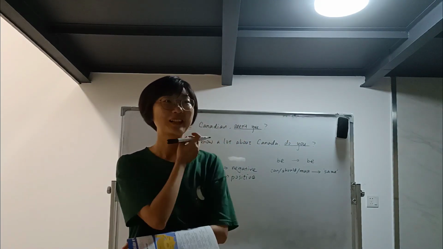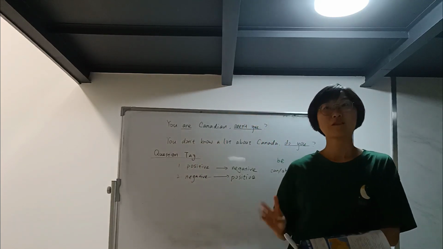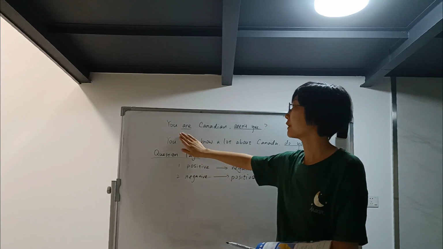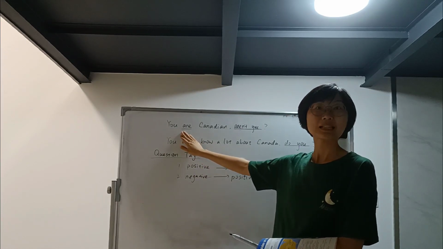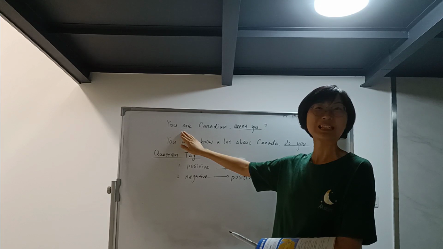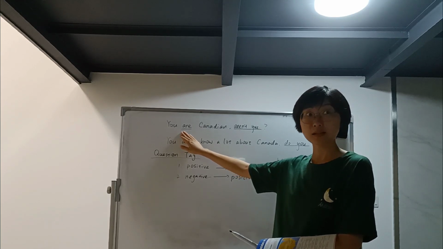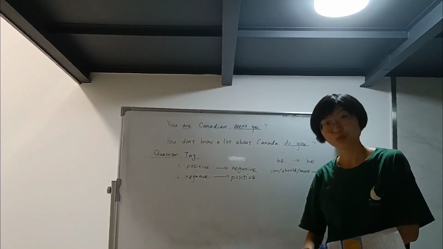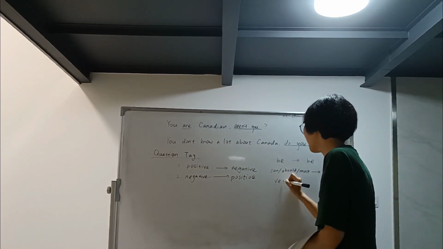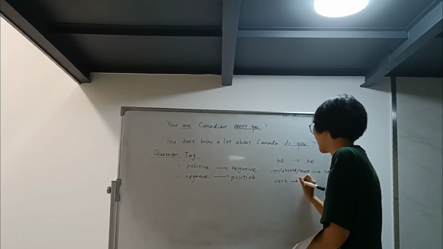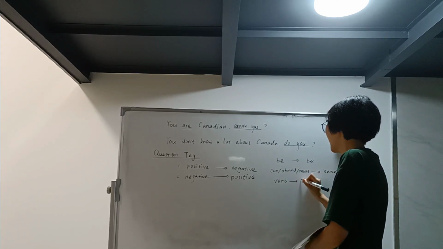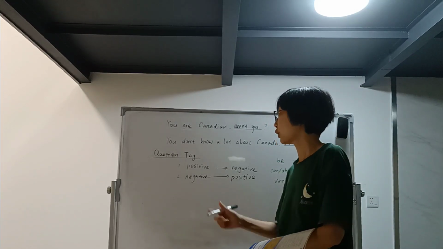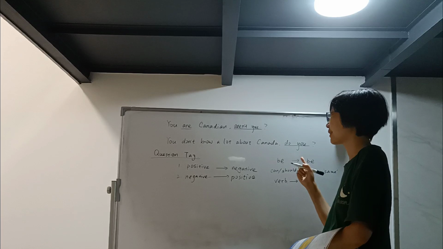But have you noticed that here you don't know, or if I use the positive, you know. So in this sentence, there is no be or can, should, must. There is just a verb. We will use do, right? So if it's a verb, we use do, but in the correct form of do. Okay, so you don't know a lot about Canada, do you?